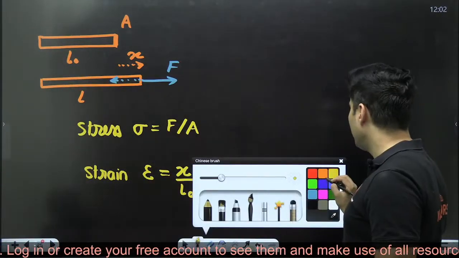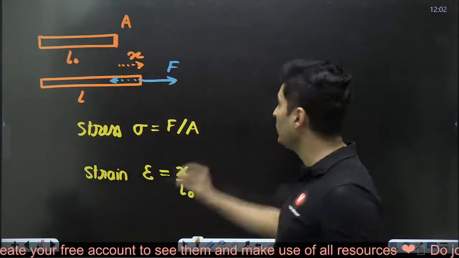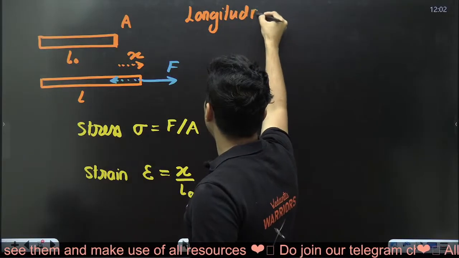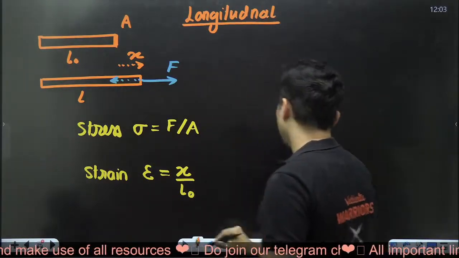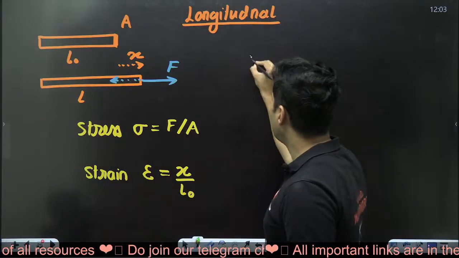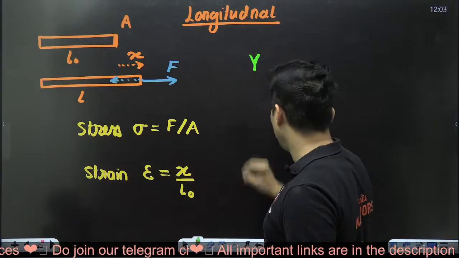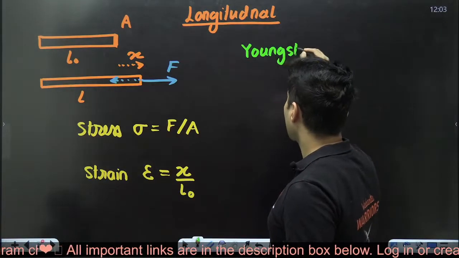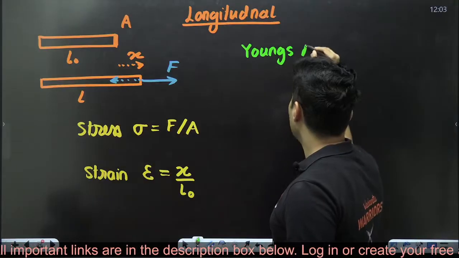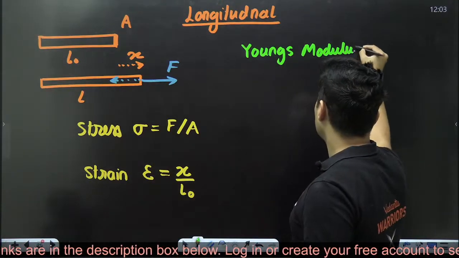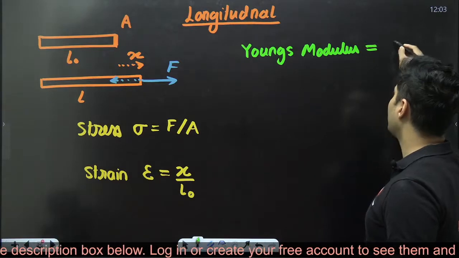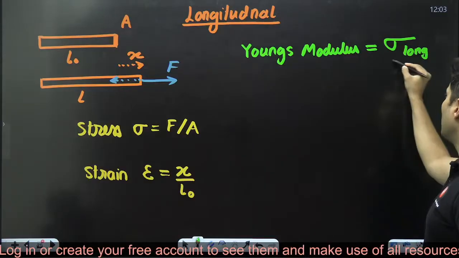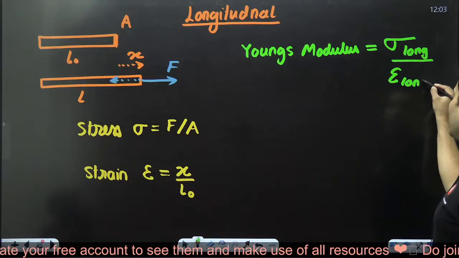Now, the last quantity that we'll define is the modulus of elasticity for longitudinal behavior. So, this is for longitudinal behavior. What is that modulus of elasticity? That symbol is Y, which is also called Young's modulus. The longitudinal modulus is also called Young's modulus. It is this stress, which is longitudinal stress, upon the longitudinal strain.